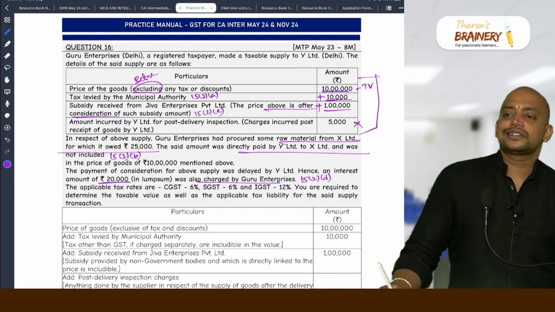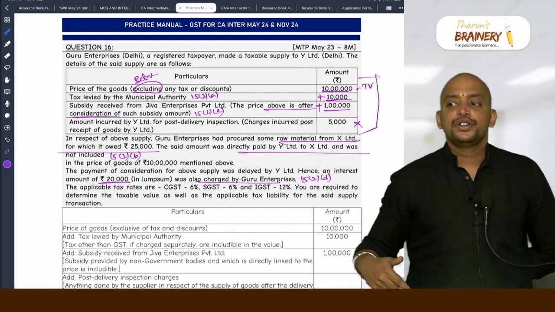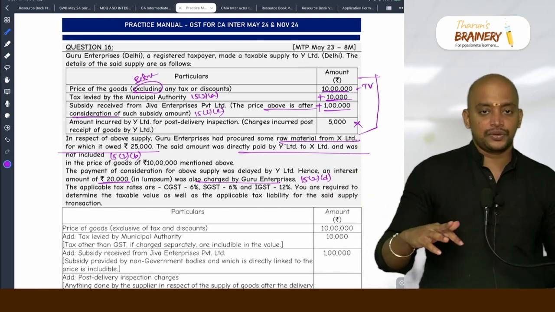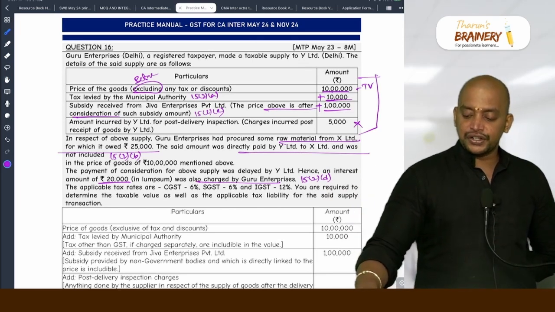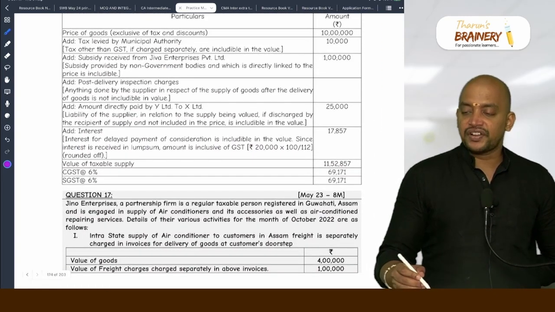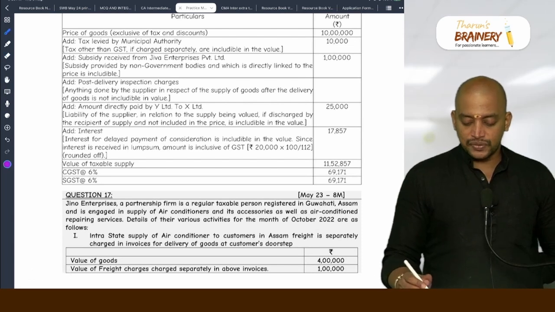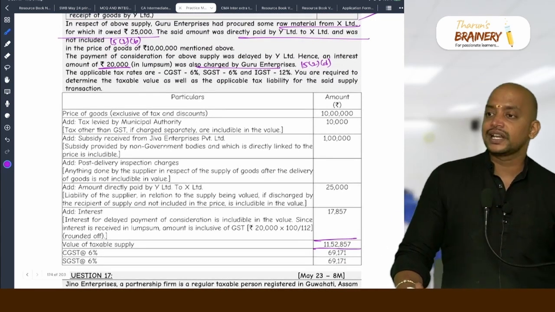15(2)(d): interest, late fee, penalty for delay in receipt of consideration to be included. But this 20,000 is lump sum. So take out the GST and then include. So we need to take out the GST. How much do we need to include? 20,000 into 100 divided by 112, 17,857 to be included. That's where the value will be 11,52,857. Are you getting this?